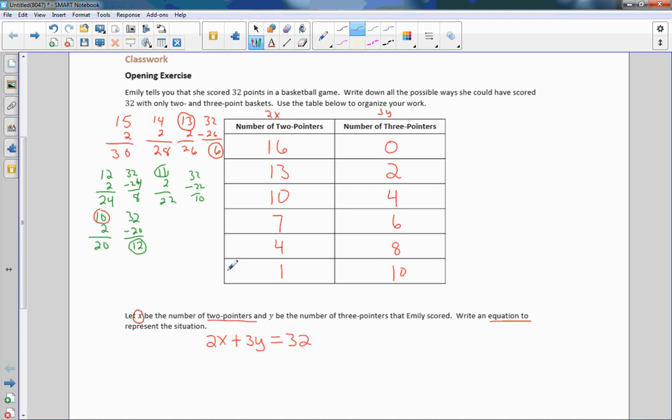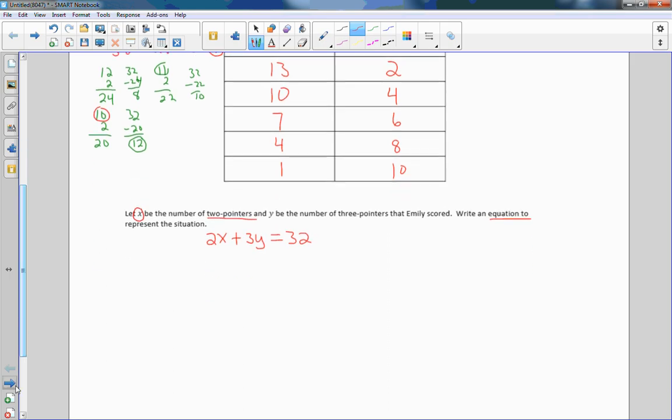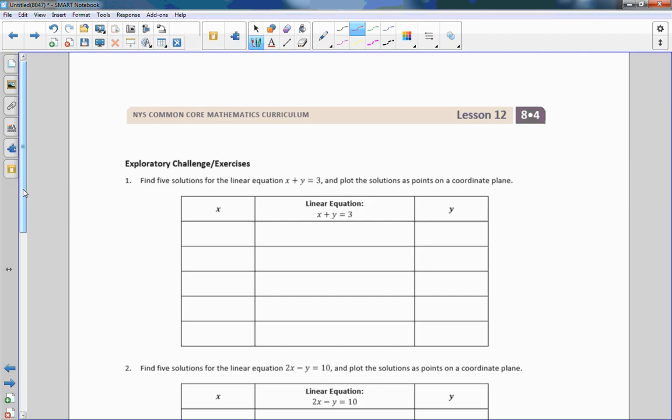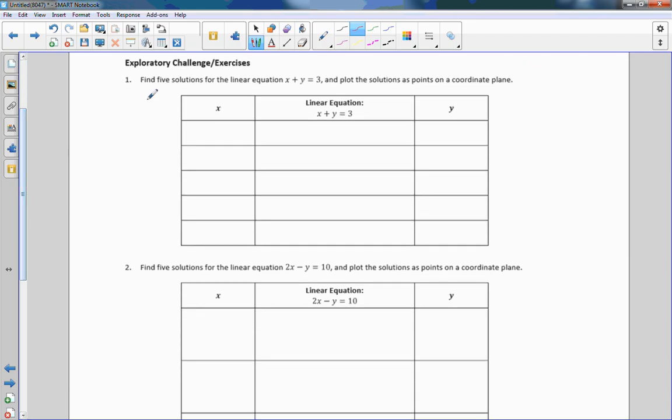So if I plug in 10, 20. Plug in 4, 12. 20 plus 12, 32. Okay, exploratory challenge. Find 5 solutions for the linear equation x plus y equals 3 and plot the solutions as points on the coordinate plane.